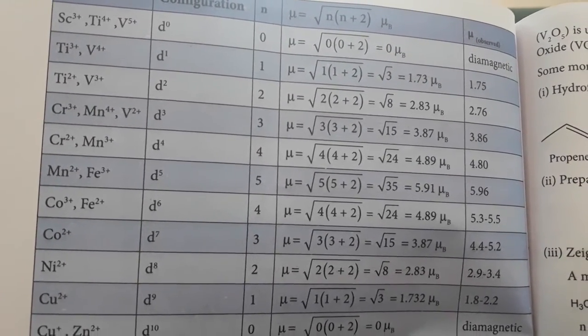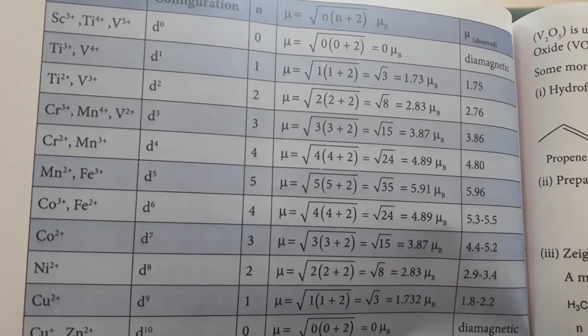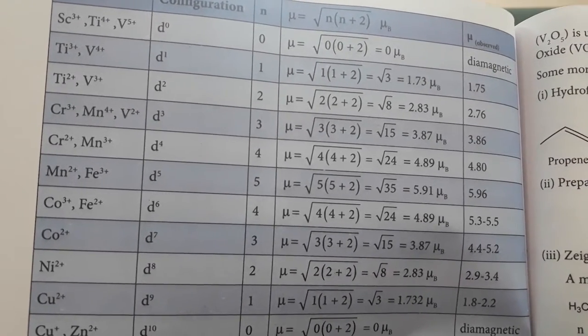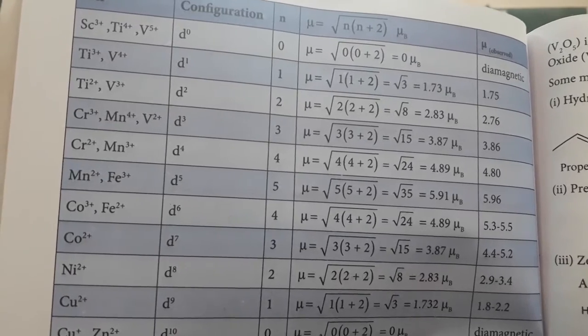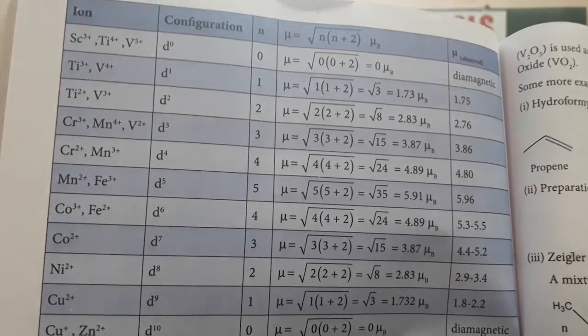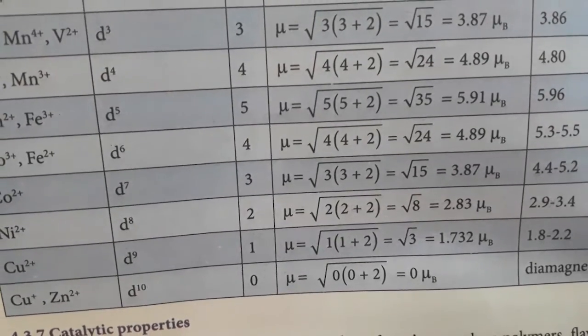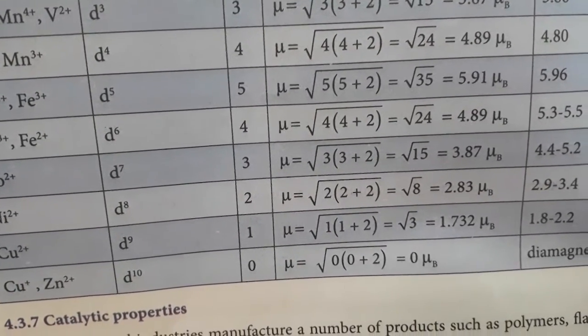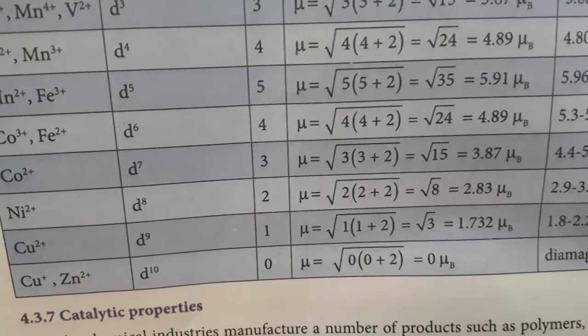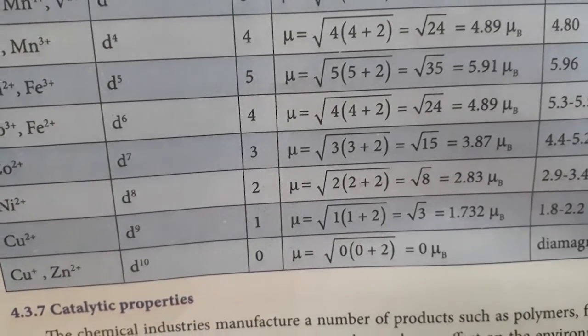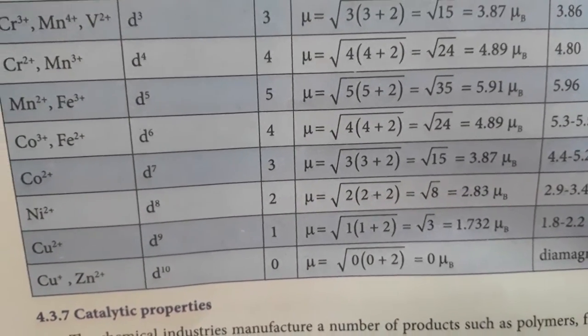Okay, and move on to titanium 2 plus and vanadium 3 plus. The configuration of the d orbitals is d2 and the number of electrons is 2 also. We can get the root of 8 value. Likewise, up to copper with zinc, the d10, the number of value is n0. Why? It means the d orbitals are fully filled.